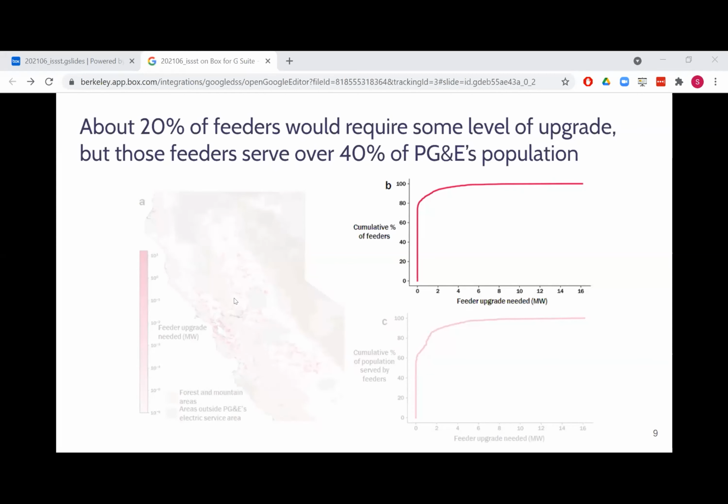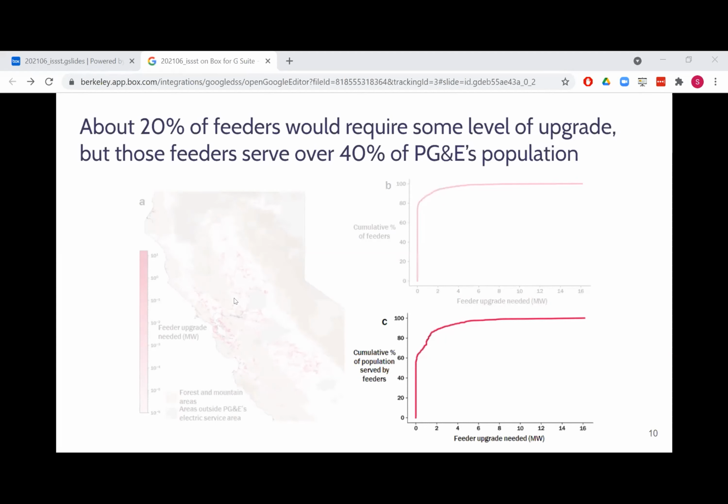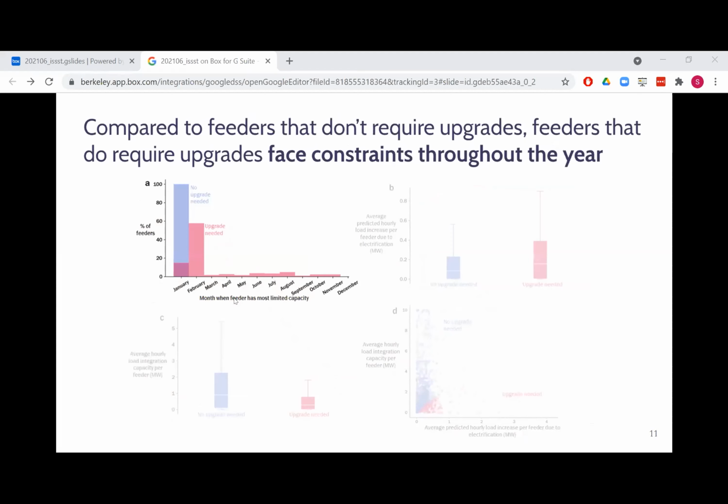This figure on the top right shows the cumulative percent of feeders that would require different upgrades. You can see that the vast majority of feeders, 80%, don't require any upgrade at all, but the other 20% do. If we map this instead by the cumulative percent of population served by those feeders, the curve shifts a little and adds some context. Even though only 20% of feeders require upgrades, those feeders serve 40 to 50% of the population, which indicates that those feeders are concentrated in denser areas.